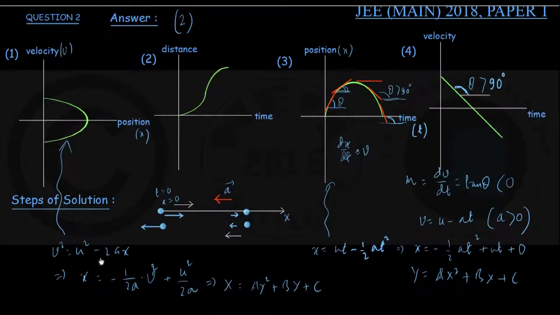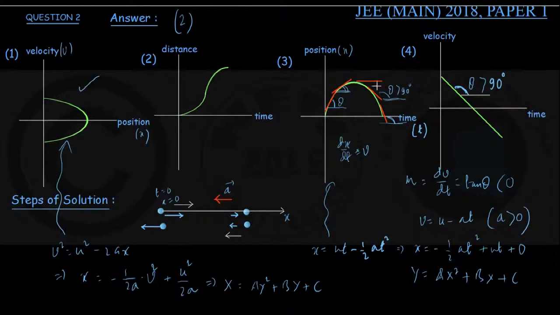Once again, I could write this equation involving v and x as x is equal to minus 1 upon 2a v square plus u square by 2a, and by comparison, this is looking like x is equal to ay square plus by plus c, where x corresponds to position x, y corresponds to velocity v, and a is itself negative, like in this case minus 1 upon 2a. This is a parabola whose axis is parallel to the x-axis, opening in the minus x direction. Once again, if this a is negative, the parabola has got an axis parallel to or the same as the x-axis, opening in the minus x direction. In this case, it means the parabola is opening in the minus x direction, towards the left. That way, this graph is also corroborated.